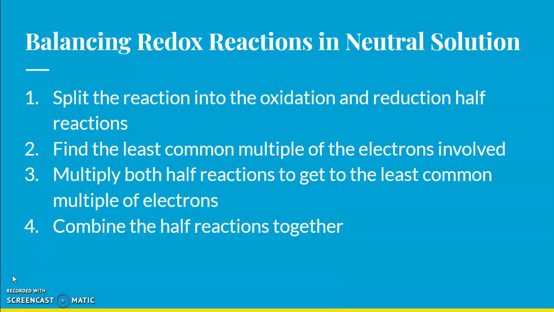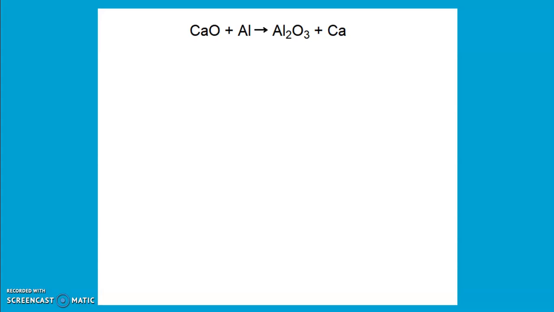So let's take a look at what a neutral reaction looks like and how we're going to balance it in terms of electrons. In this particular case, we have calcium oxide and aluminum reacting in a single replacement reaction to make aluminum oxide and calcium. So calcium has a +2 charge being reduced to 0, and aluminum has a 0 charge being oxidized to a +3. So our two half reactions are aluminum, giving up 3 electrons, becoming oxidized, and calcium taking on 2 electrons and becoming reduced.